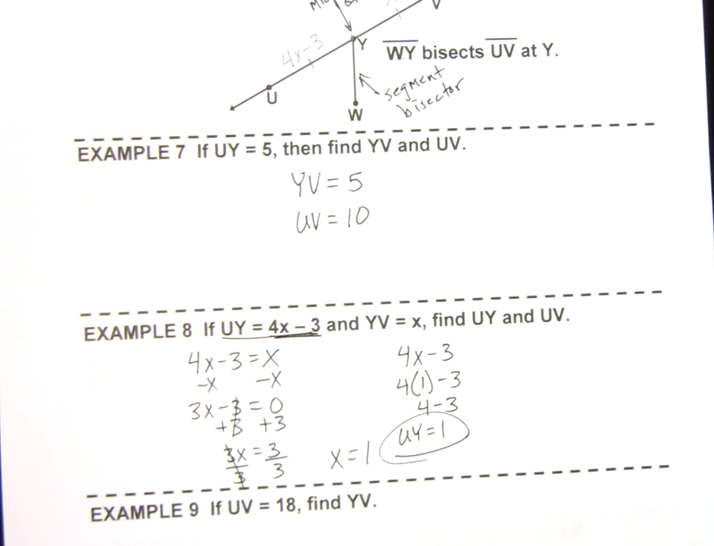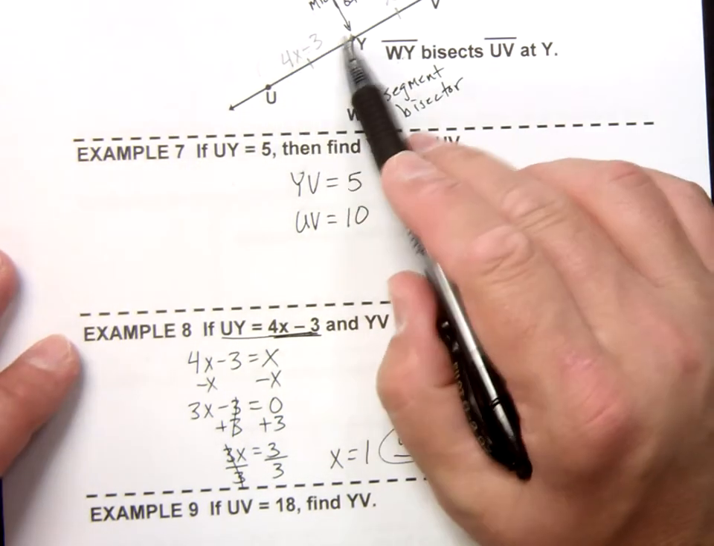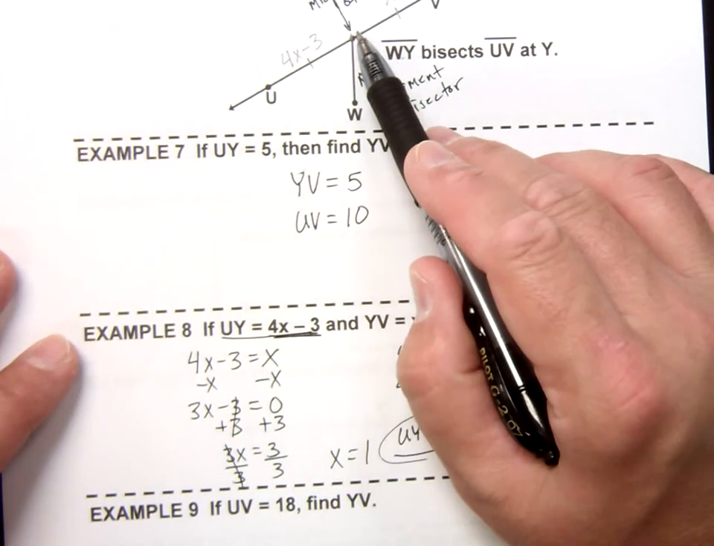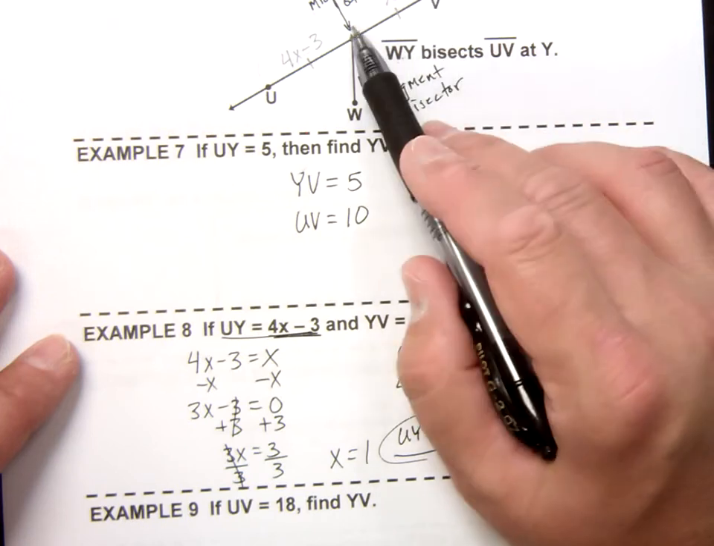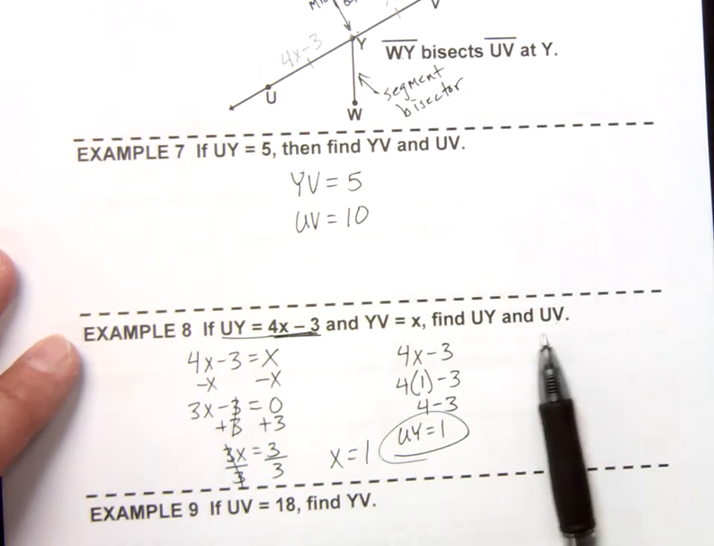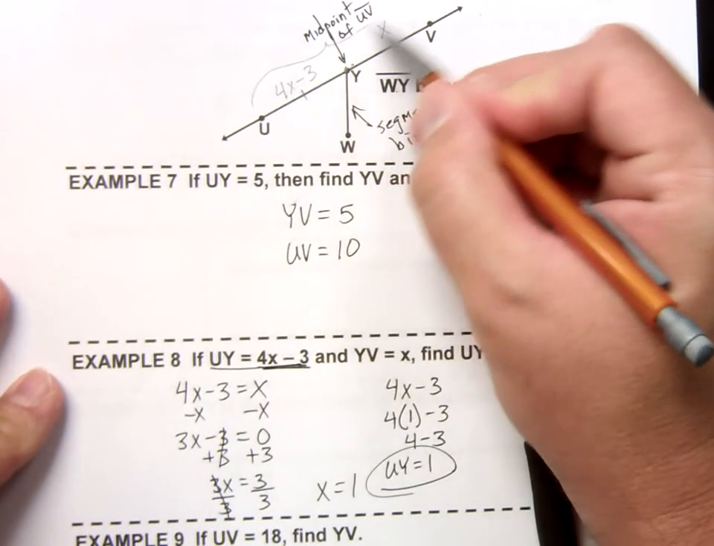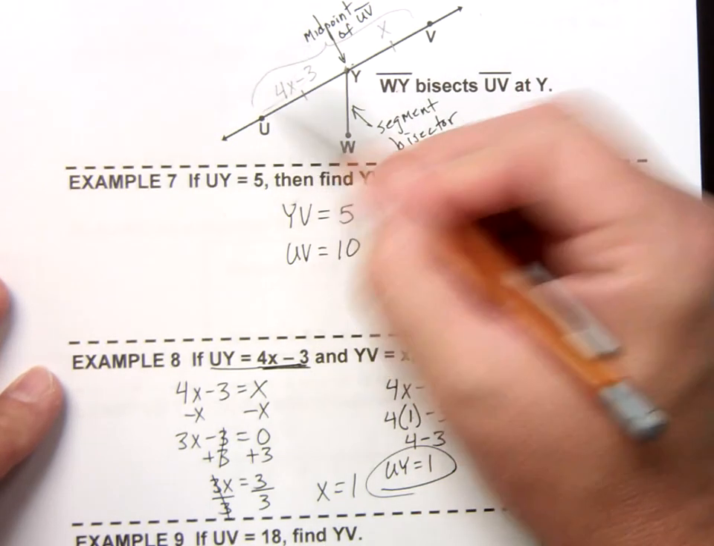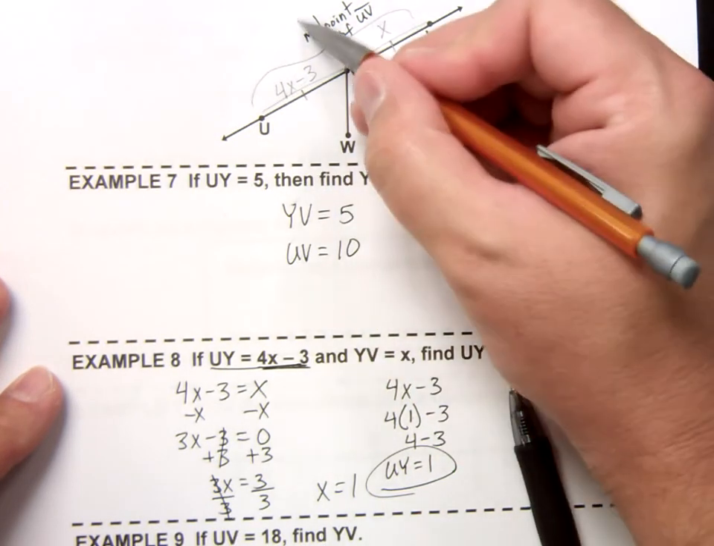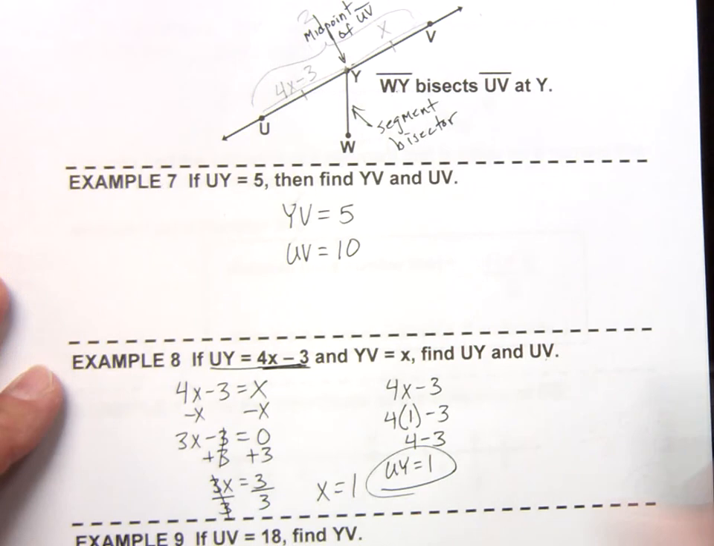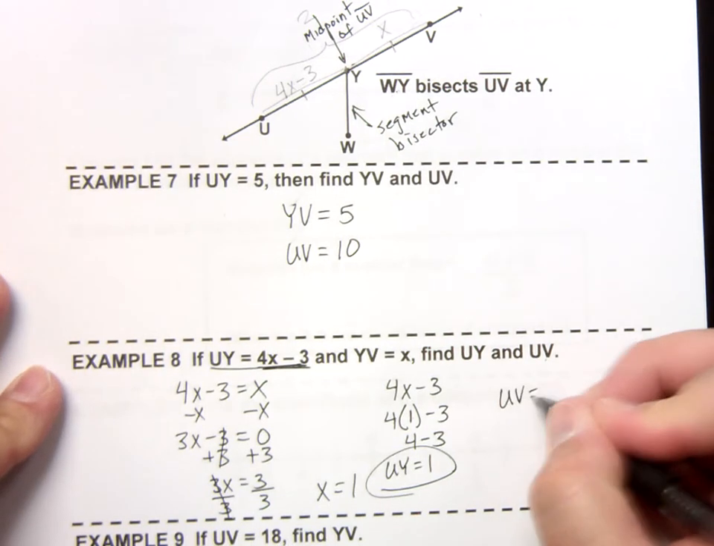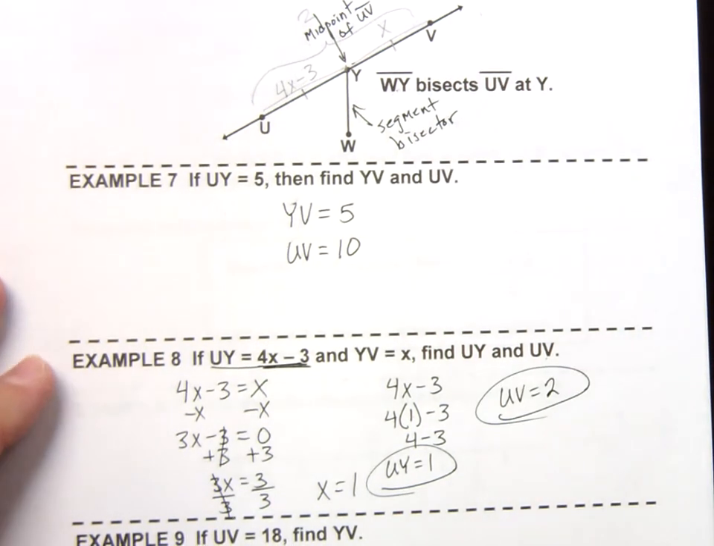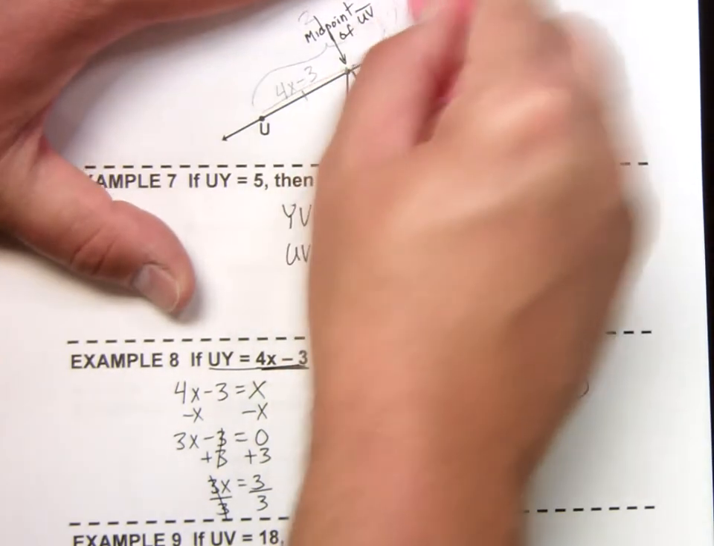Now if the distance from U to Y is 1, then the distance from Y to V would also be 1. So then what would the distance from U all the way over to V end up being? It would be 1 plus 1, which is 2. So the distance from U to V is equal to 2. Okay, I'm going to erase that information for example 8, and we just have one more to go.